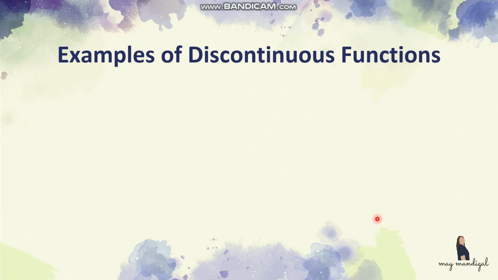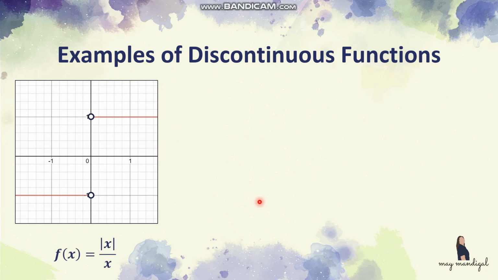Now, the opposite of a continuous function is what we call a discontinuous function. So when can we say that our graph or the function is discontinuous? Of course, if there are holes or gaps or breaks, and if you cannot trace it using your pen without lifting it. So let's see some examples. Let's say I have f of x equals the absolute value of x over x. This is an example of a discontinuous function.